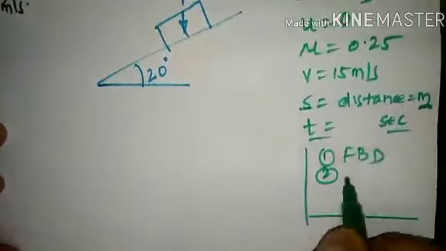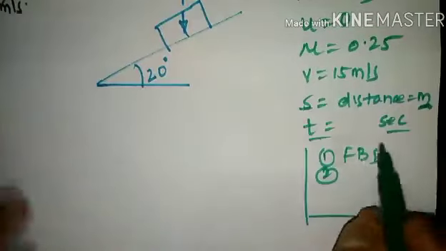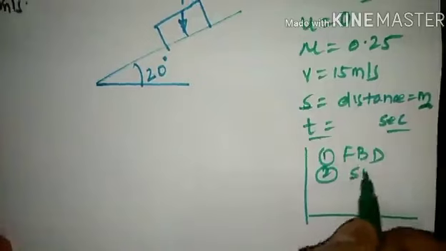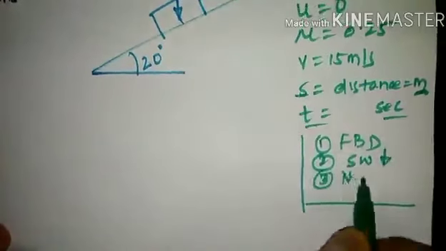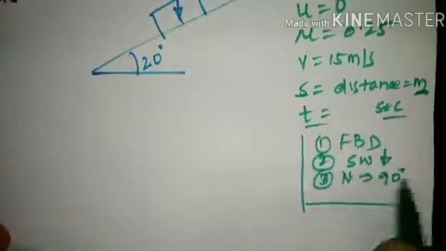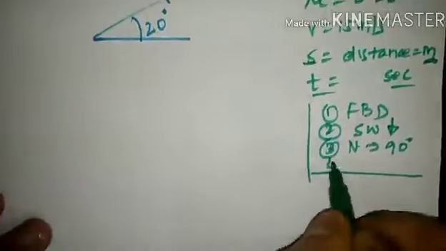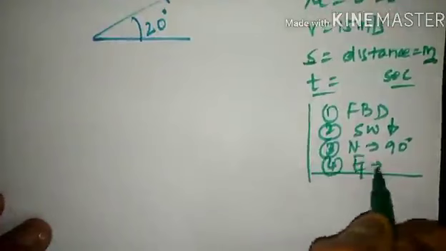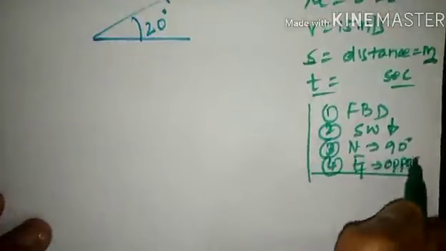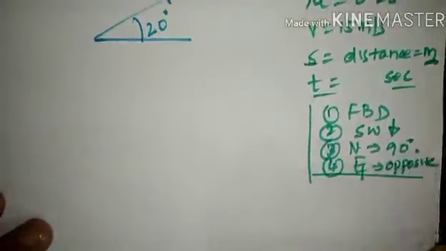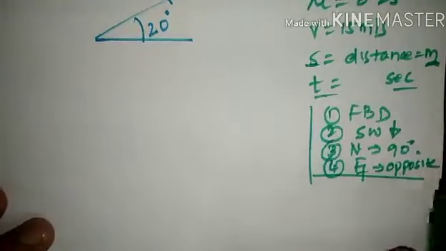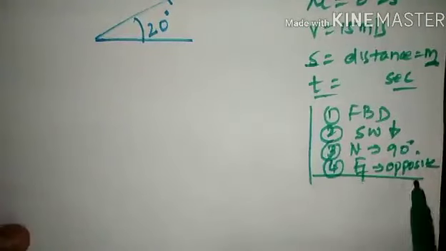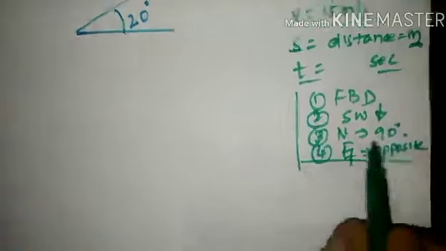After that we have some protocols that we need to follow. So the first rule is self-weight will always be vertically downward. Then normal reaction will always be perpendicular to the plane of contact. Frictional force will always be opposite to the movement of the body, irrespective of whether the body is under the state of acceleration or under the state of retardation. Care needs to be taken that frictional force will always be opposite to the movement of the body.